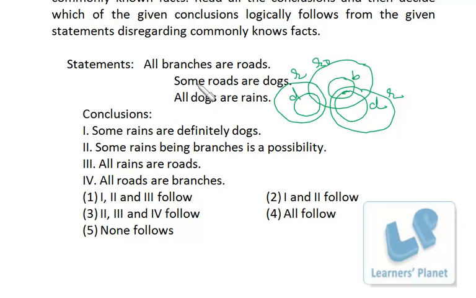The same can be seen from here also. Some roads are dogs and all dogs are rain. That means some rains are dogs, that is definite, right? So some rains are definitely dogs. This is clear. So first is definitely clear.